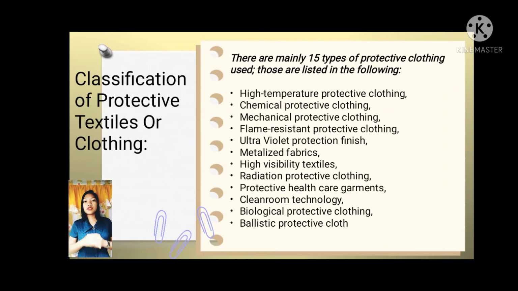Classification of protective textiles. The first one is high temperature protective clothing, chemical protective clothing, mechanical protective clothing, flame resistant protective clothing, ultraviolet protection finish, metallized fabrics, high visibility textiles, radiation protective clothing, protective healthcare garments, clean room technology, biological protective clothing, and ballistic protective clothing.